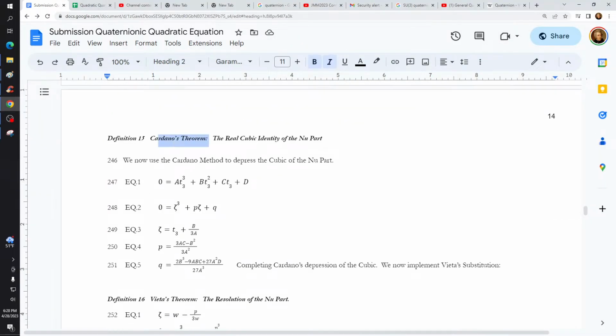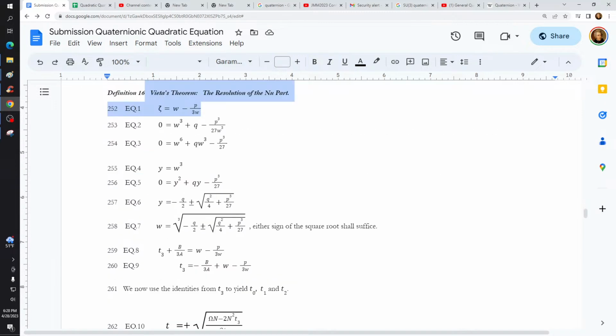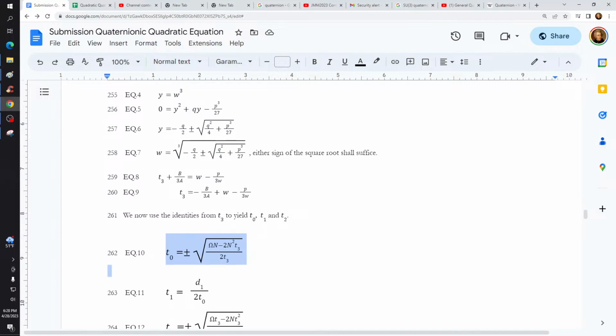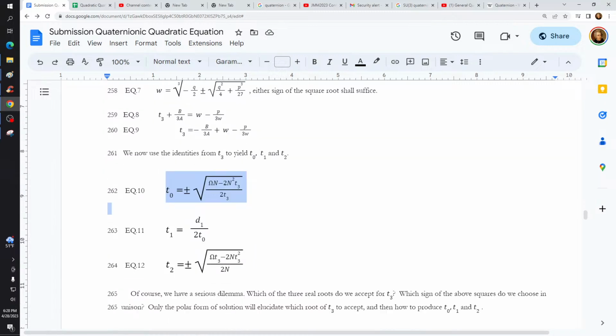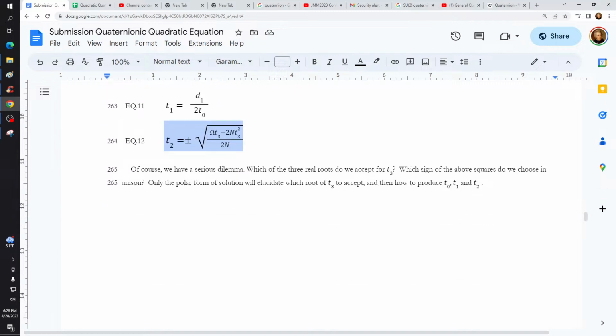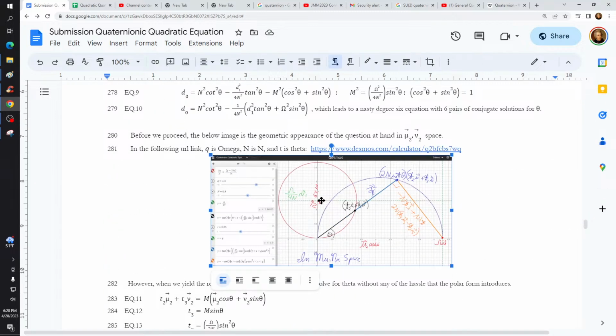We use Cardano's theorem, then we use Vieta's substitution. This is stuff from the 16th and 17th centuries. It's well documented, well known. And then we have a problem. We get our roots to the cubic using Vieta's substitution for t3. But now you're left with these weird identities: t null equals this, t1 equals this, t2 equals this. Which sign, which root? How do you know which roots to choose? Well, we already have t3. Let's go back to the geometry of the situation, and we're going to pull this up here.